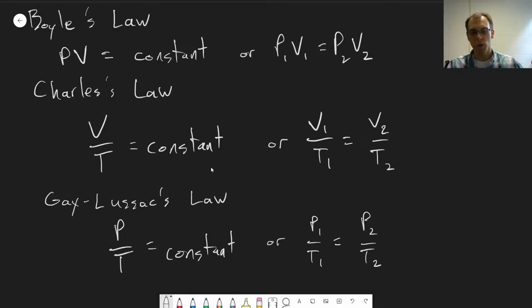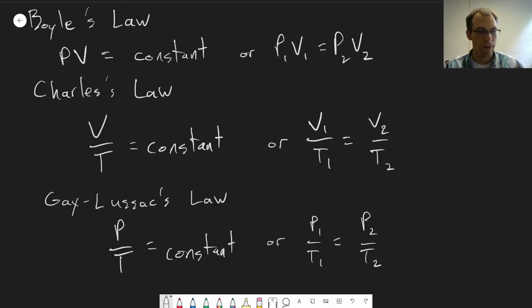And as we're going through these laws, you can see how these all are part of the ideal gas law. We could rewrite this to say that pressure and volume are inversely proportional to each other. They multiply together and they're equal to a constant. Whereas for volume and temperature, or pressure and temperature, you have to divide them.